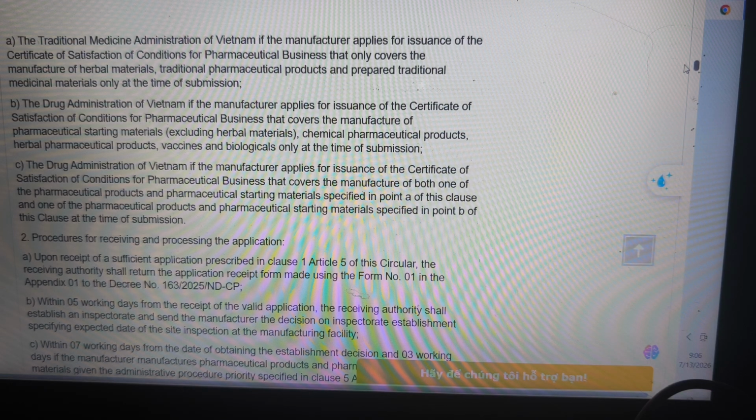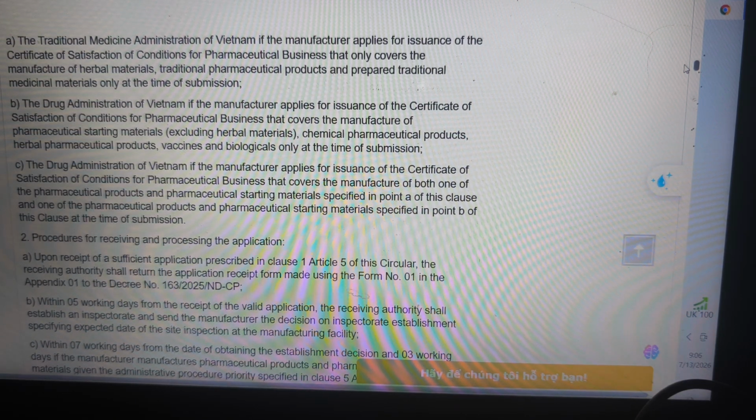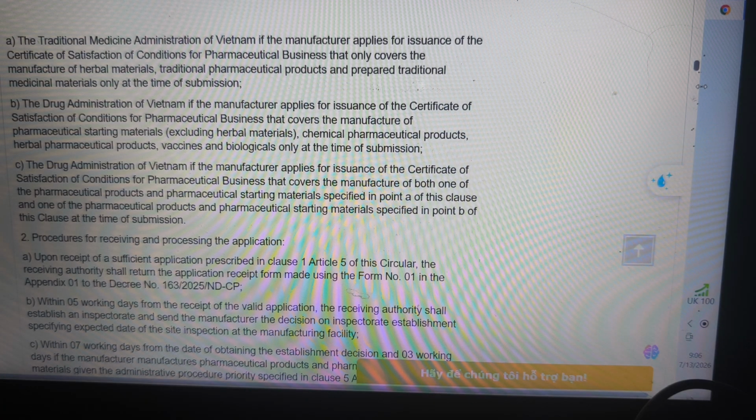Within seven working days from the date of obtaining the establishment decision, and within three working days if the manufacturer manufactures pharmaceutical products.